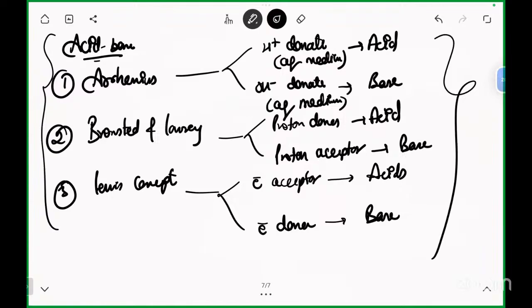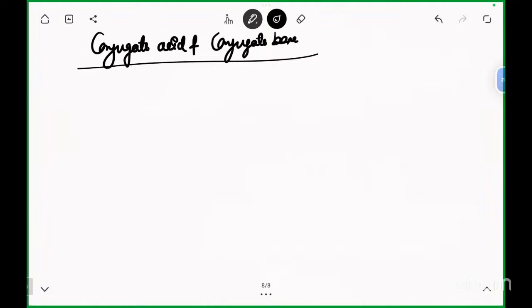Apart from the Bronsted-Lowry and Lewis concepts, we have one small topic in the Bronsted-Lowry concept which is also important: conjugate acid and conjugate base. What you have to remember is, just add one H positive and it forms the conjugate acid. Just remove one H positive and it forms the conjugate base.